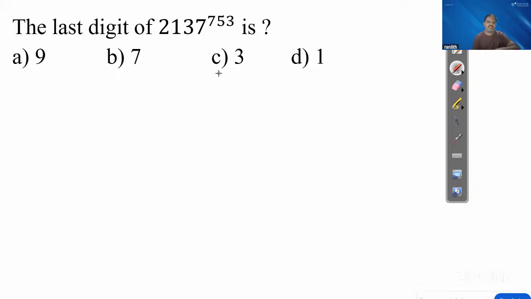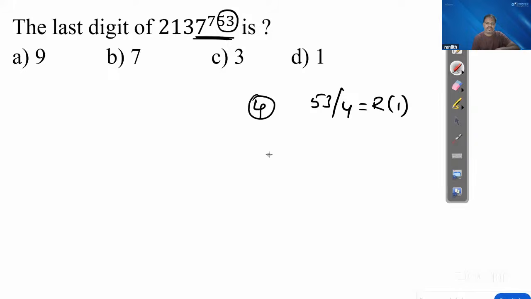7 power 753. In 7, after 4 steps we are having the repetition. What is the divisibility rule for 4? Last 2 digits. 53 divided by 4, where the remainder will be equal to 1. If the remainder is 1, 7 power 1 equal to 7. So the answer will be equal to 7.